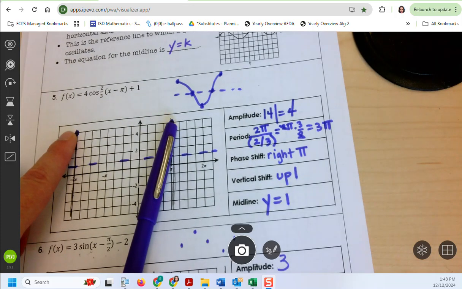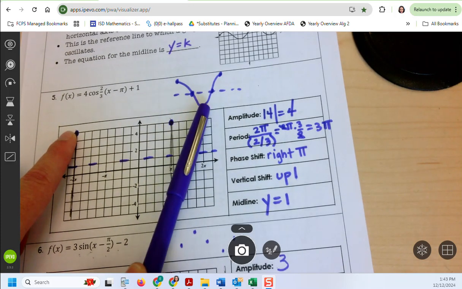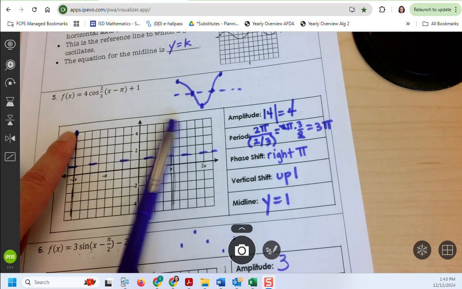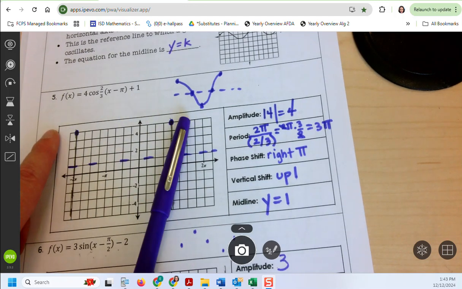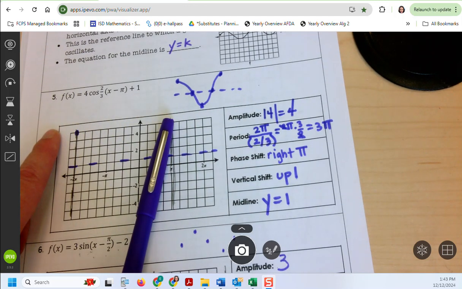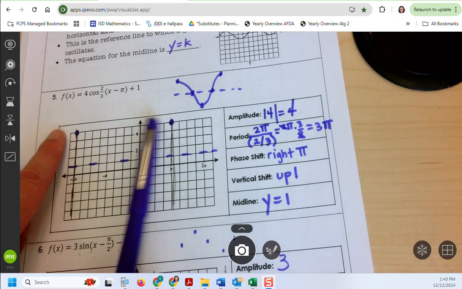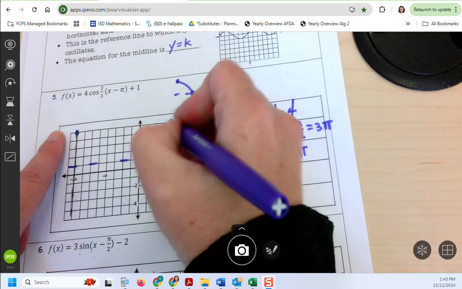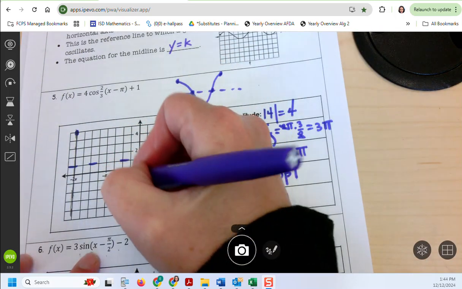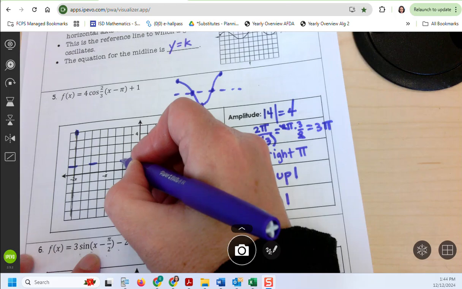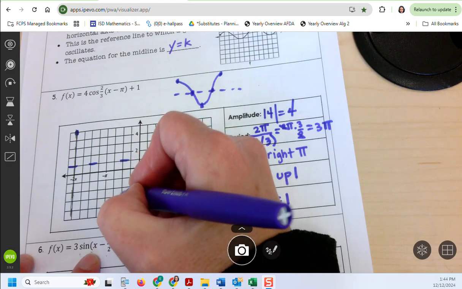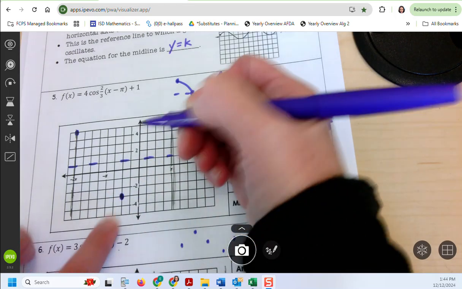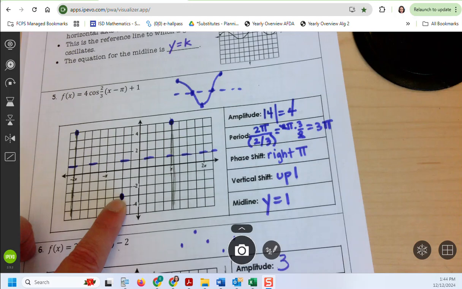Between the first and the last point, the middle point is going to be down, so I need to figure out how many boxes they are, and I think you counted them, you told me it was 12, right? So if that's 12 boxes all the way across, I need to go back 6 boxes and then go all the way down. So I'm going to count from my midline down 1, 2, 3, 4, and that gives me a minimum of negative 3.